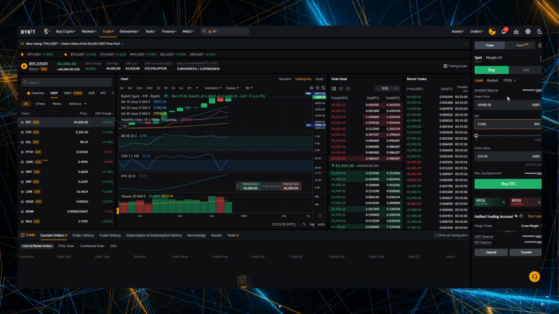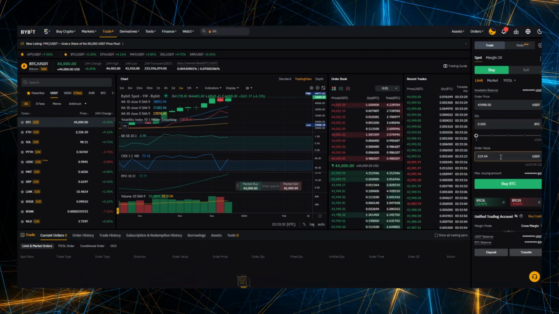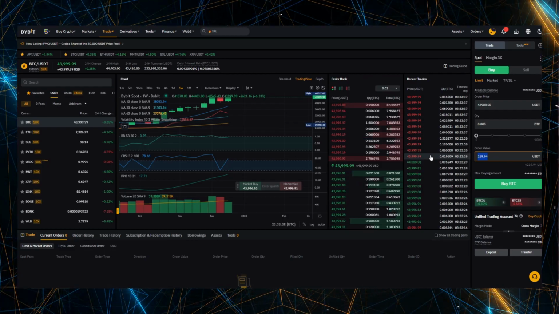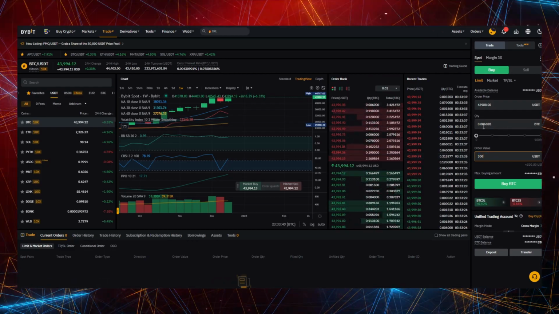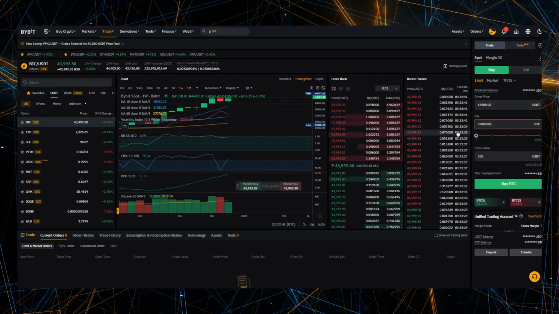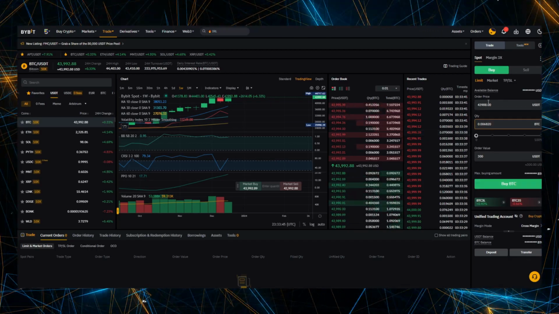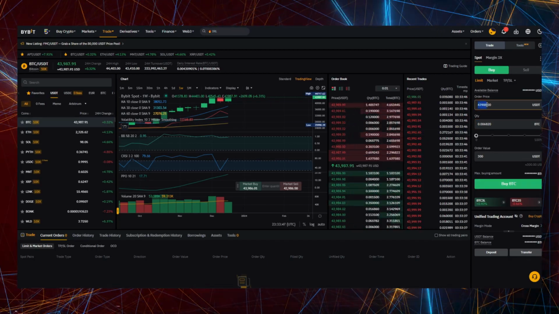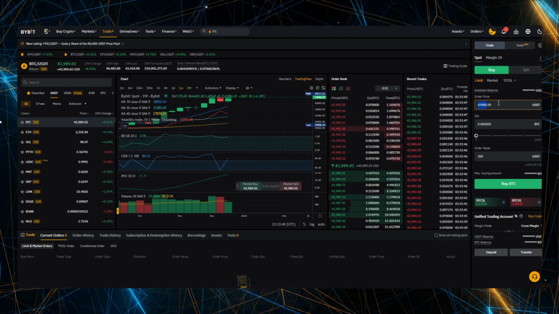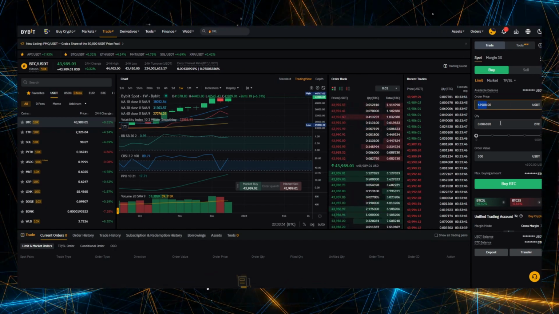You can also buy it by entering here the amount in dollars, let's say $300, and it will calculate the amount immediately by itself. After that, we click buy Bitcoin and we will have an order placed at this price. When the price reaches this value, we will buy this amount of Bitcoin.